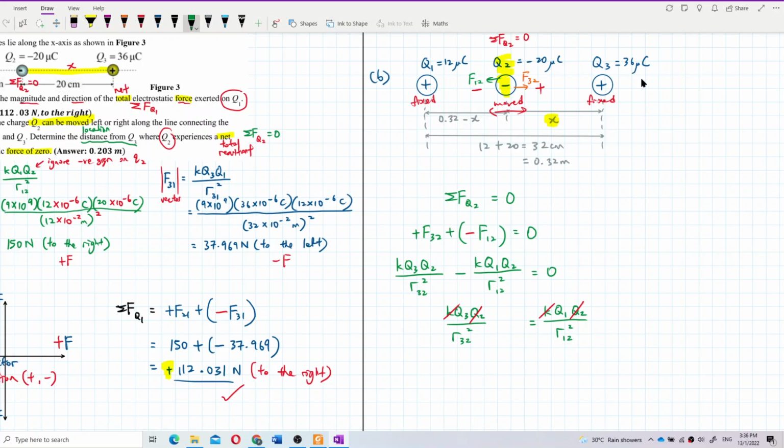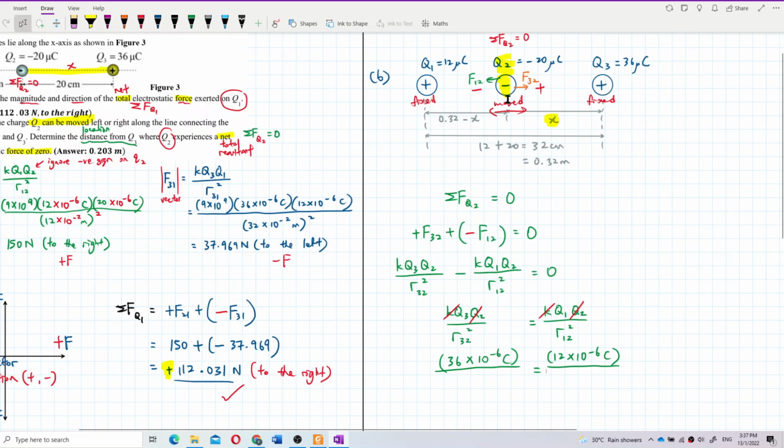Okay, so 36 micro, let me see, 36 micro. Okay, micro, you need to change to SI unit. Micro is 10^-6 Coulomb. Q1 is 12 micro, 10^-6 Coulomb. Okay, and then distance, we have R32.